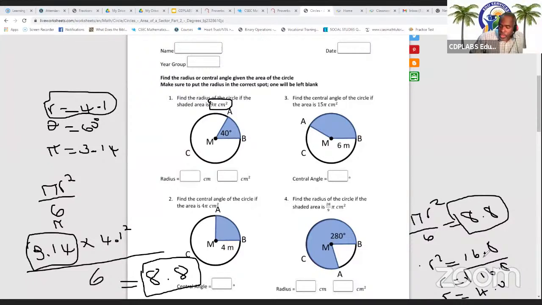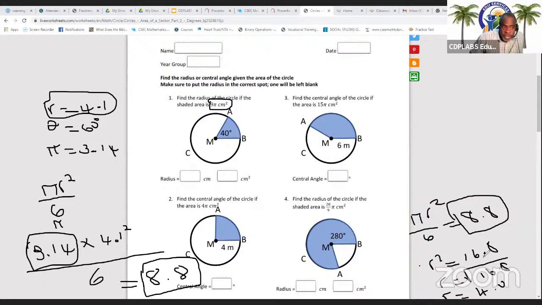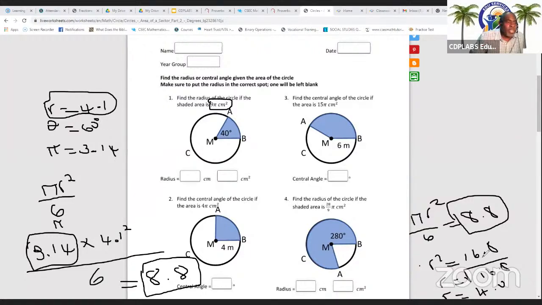8.8 times 6, 52.8. You multiply and divide it by pi and you get 16.8. Then you square root it. Divide first. Multiply 6 by 8.8, get 52.8. And then divide it by pi. They divide by pi. Good. 3.14. Get 16.8. Good. Thank you. I see those responses. Lexi, 4.1. All right.